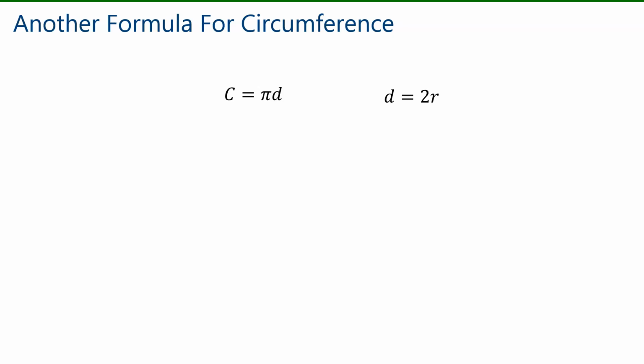Now here I want to show you another formula for circumference that you may see. So we already know that the circumference equals pi times diameter. But we also know that the diameter is equal to 2 times the radius. So if I were to replace the diameter with 2 times r in the formula, I get that the circumference equals pi times 2 times the radius. Now just rearranging this so that the 2 is first, I get 2 times pi times r. So this is just another formula that you can use to help you find circumference.